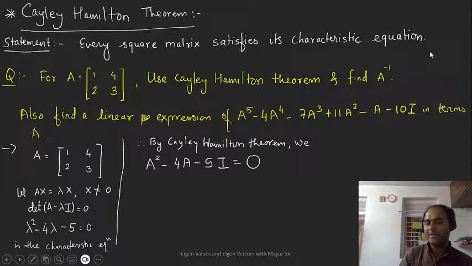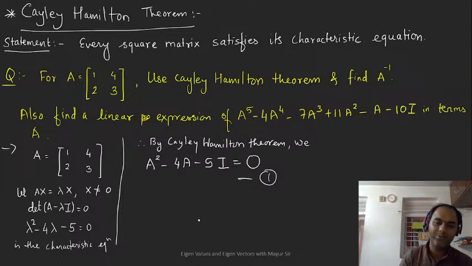So A square minus 4A minus 5I equals 0. This is what you got. You remember this now carefully. We will call this equation number 1. Now I will take you to the next step: how to find A inverse. Let us see how to find A inverse.